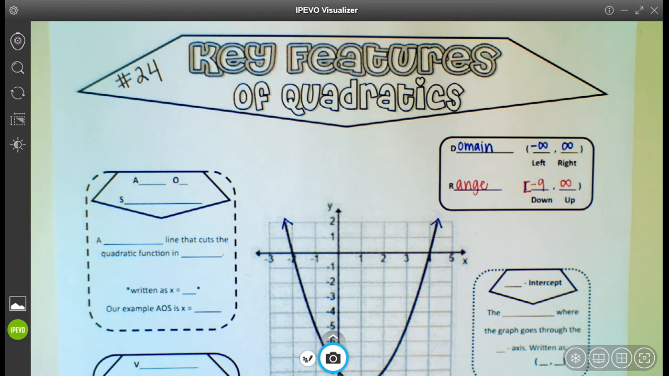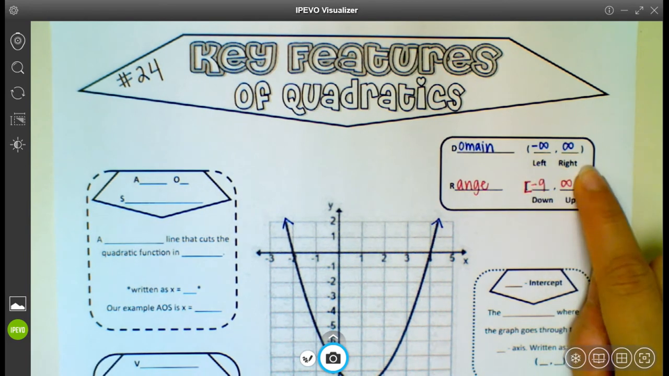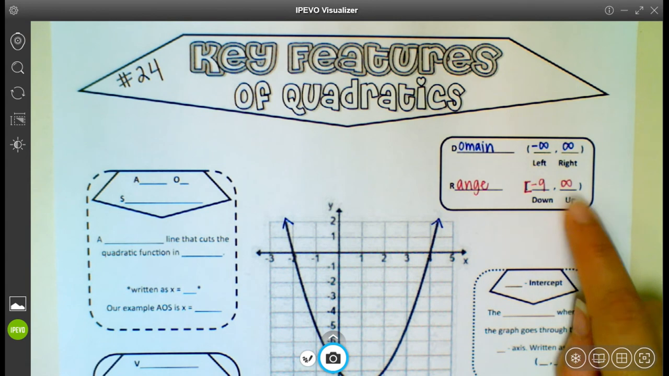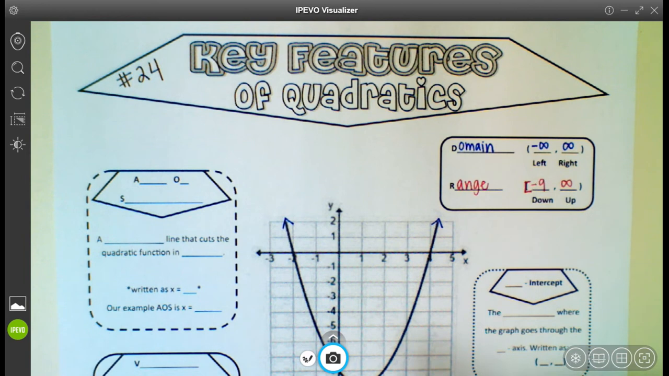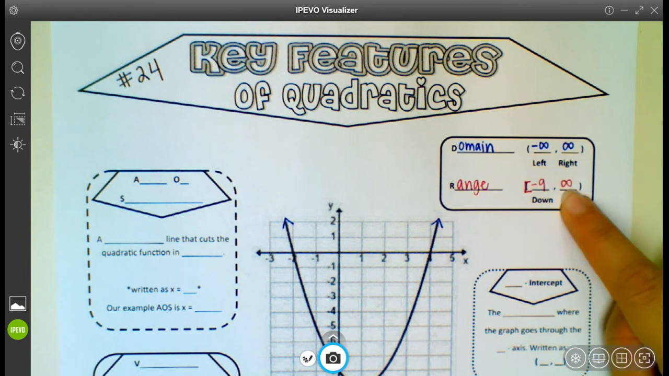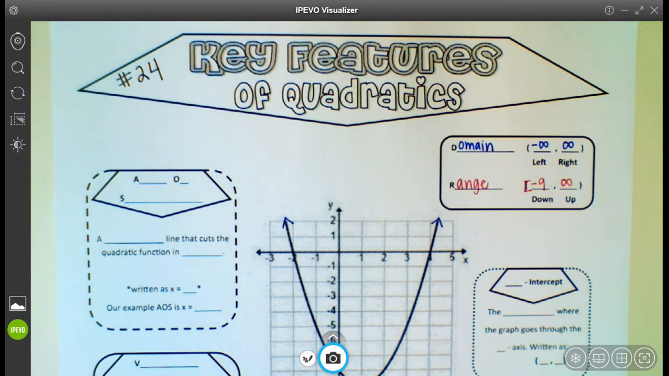So that is domain and range. Domain is how far left to how far right. Range is how low to how high, so from the bottom up. Please make sure that you use a bracket when I can be at the point. And you will always use parentheses around your infinity because I can't touch infinity, unfortunately.